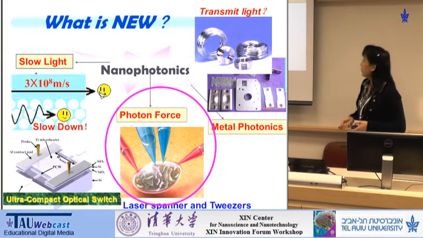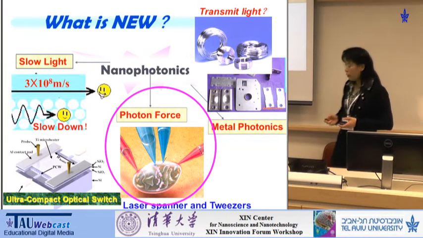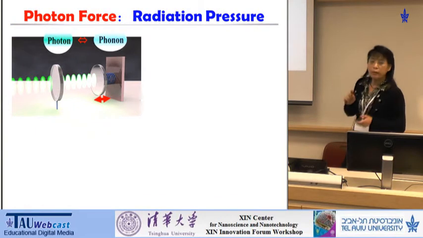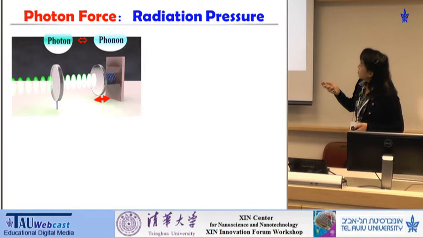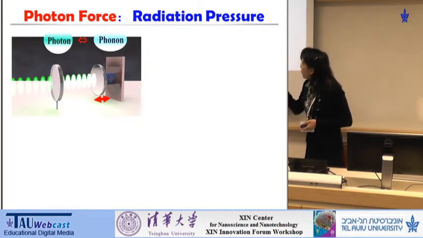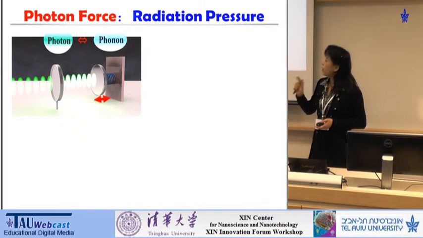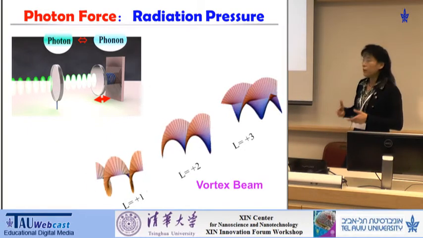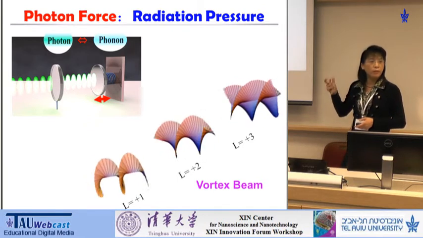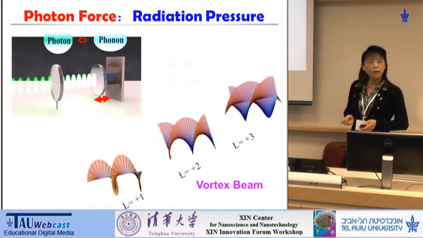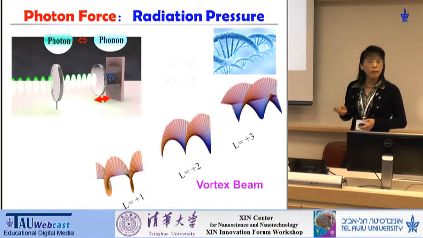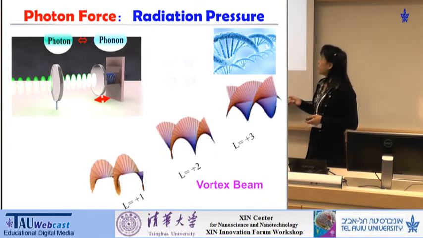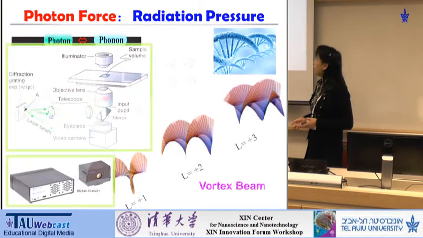Photon force, I think, is very interesting. It's a kind of radiation pressure. If you do an experiment here, you can observe a very slight deformation or vibration when light is incident on the plane. If the light is a vortex beam, you can use it as a spanner. This kind of spanner can manipulate a particle or unzip DNA. So it's very useful. Unfortunately, up to now, the vortex beam can only be obtained by very complex setups.